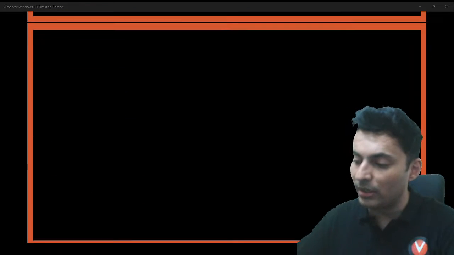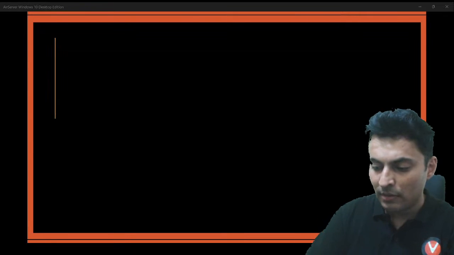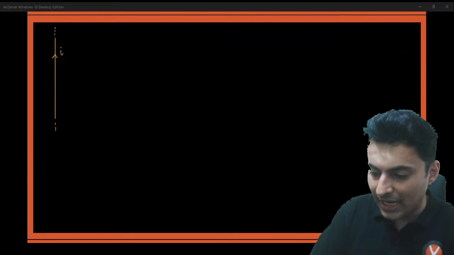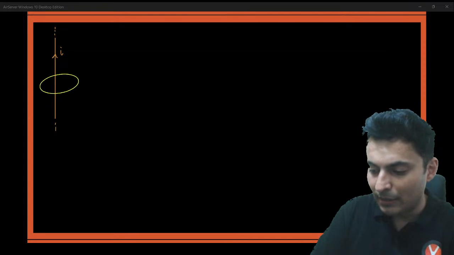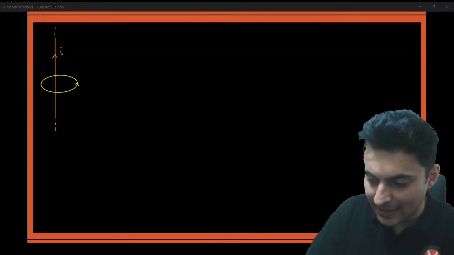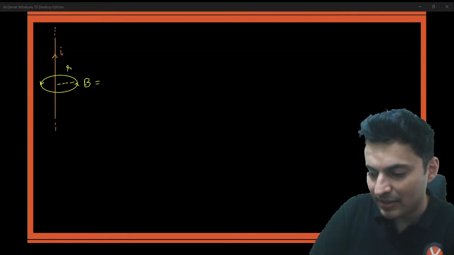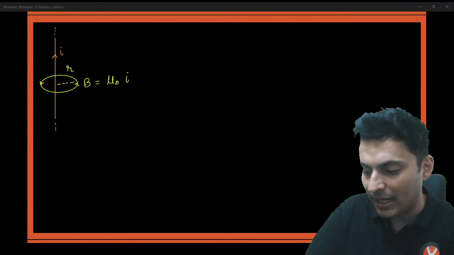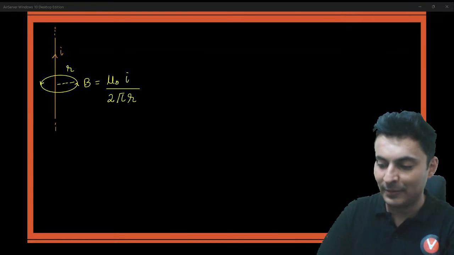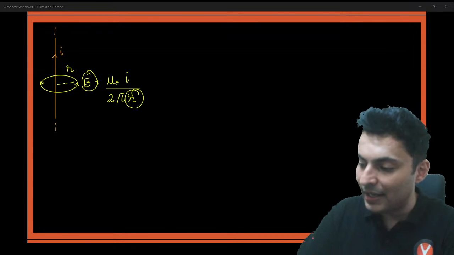But when you take a long wire carrying current, then the magnetic field lines are circular. Something like this, right? The magnetic field lines are circular. These magnetic field lines at some distance small r is again given by mu naught I, but this time instead of 2r, it is 2 pi r. If you notice, magnetic field is on the top, r is below.